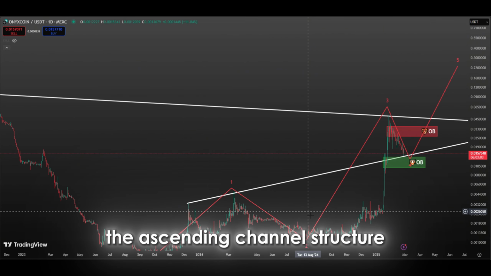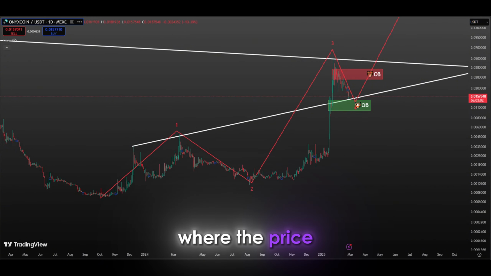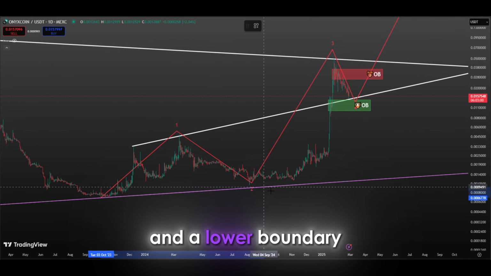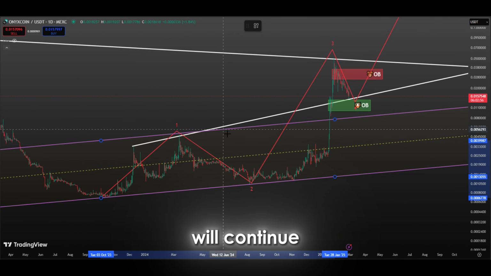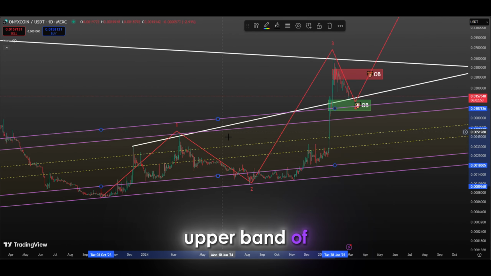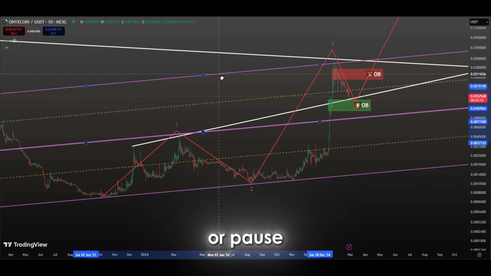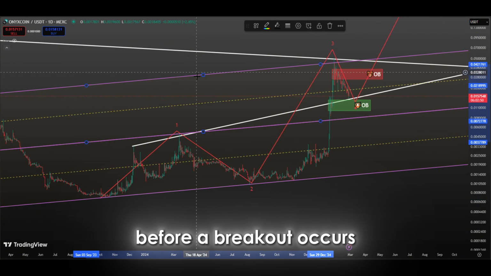The ascending channel structure seen on the chart is a pattern where the price moves between an upper and a lower boundary. This type of channel is a structure that usually indicates that the trend will continue, but when the price moves near the upper band of this channel, a pullback or pause can often occur before a breakout occurs.